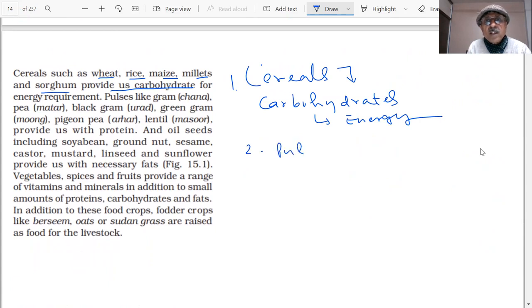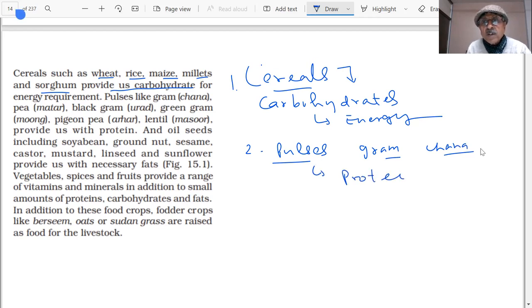और जो पल्सीज हैं, एक सीरियल लिखा फिर पल्सीज में लिखा तुमने ग्राम, चना, मटर, उड़द, ग्रीन ग्राम, मूंग, ये सब पल्सीज जो आप कह रहे हैं. इस टाइप के जितने भी हैं ये मेनली आपको क्या दे रहे हैं? प्रोटीन्स स्टूडेंट, दे आर प्रोवाइडिंग यू प्रोटीन्स. और ऑयल सीड्स इसमें कौन कौन से हैं?